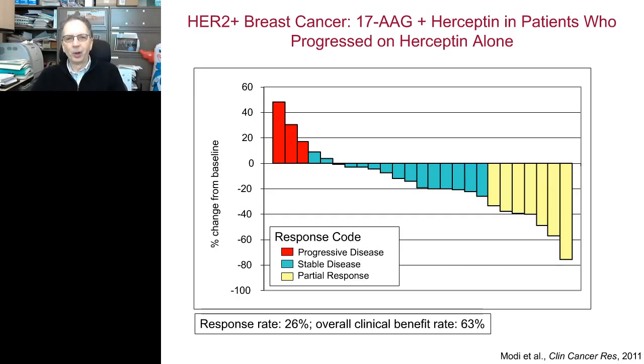The researchers showed that when an HSP90 inhibitor, in this case 17-AAG, was added onto Herceptin, partial responses were restored, and these are all patients that were progressing on Herceptin alone. The response rate was 26%, and the overall rate of benefit was 63%. This has now been validated for other HSP90 inhibitors.